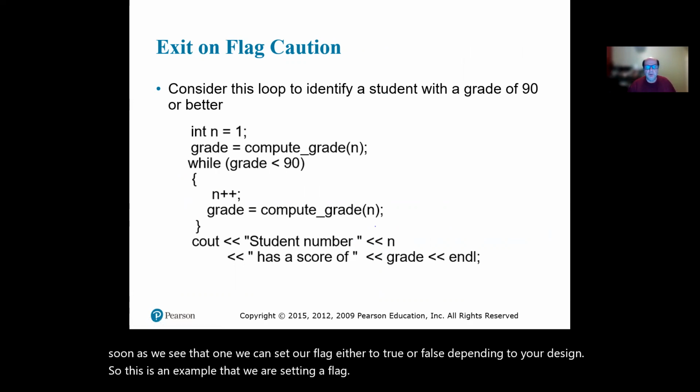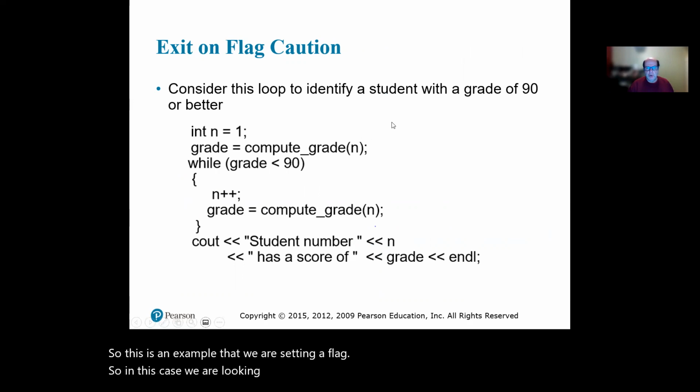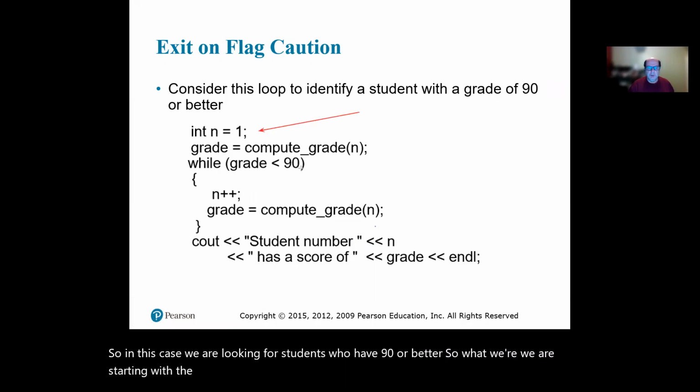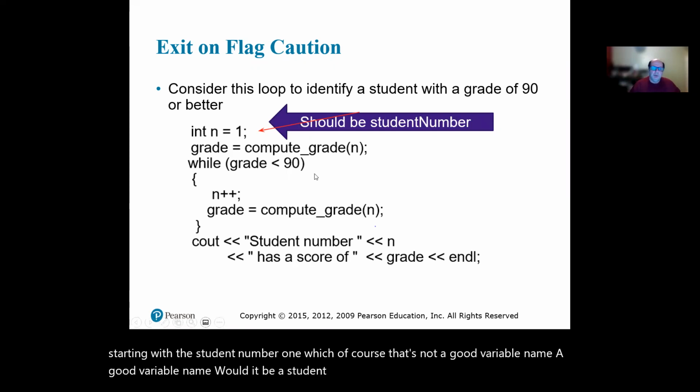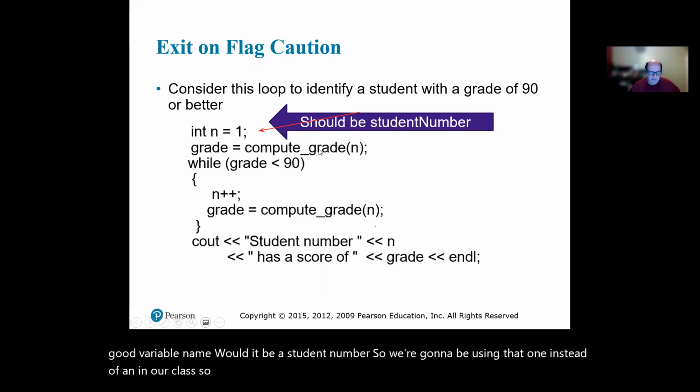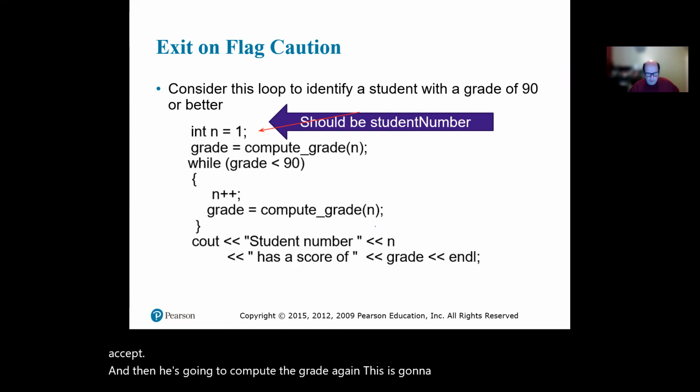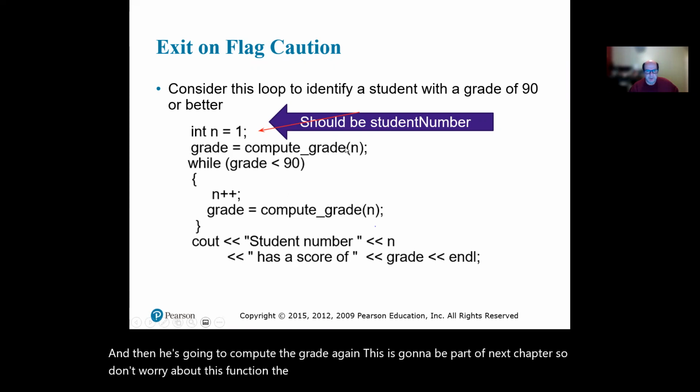In this case, we are looking for students who have 90 or better. We are starting with student number 1, which of course is not a good variable name. A good variable name would be student number, so we're going to be using that instead of n in our class. We are computing the grade. This is a function that's going to accept n and compute the grade. Again, this is going to be part of the next chapter, so don't worry about this function. The idea is we're going to get the grade for this student.